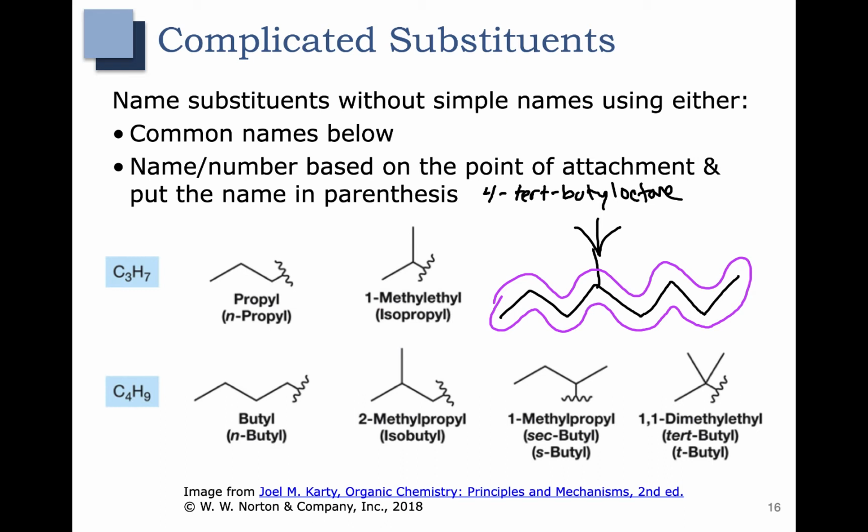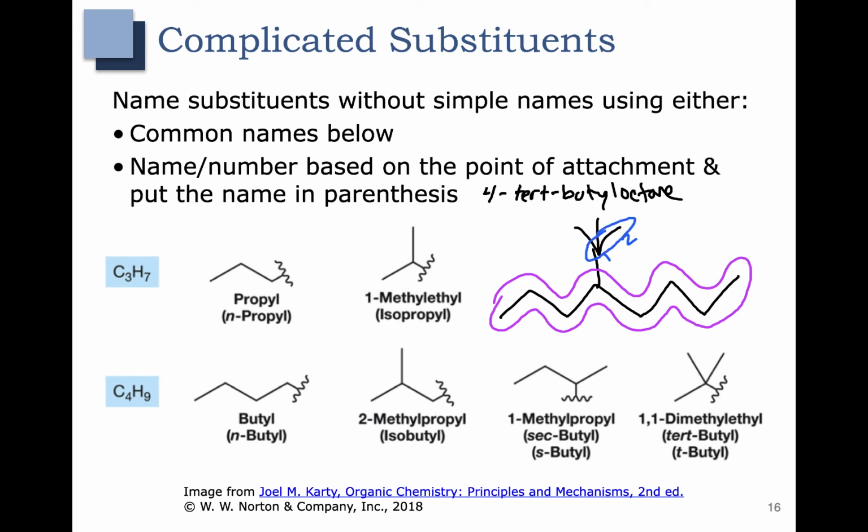The other thing that you can do is you can name and number based on the point of attachment. That means that you would number starting at this carbon here. So this becomes carbon 1, and this becomes carbon 2. At carbon 1, we have 2 methyl groups. So that's why we have a 1,1-dimethyl. It's an ethyl group because the parent chain here is 2 carbons long. So this is kind of like our mini parent chain.